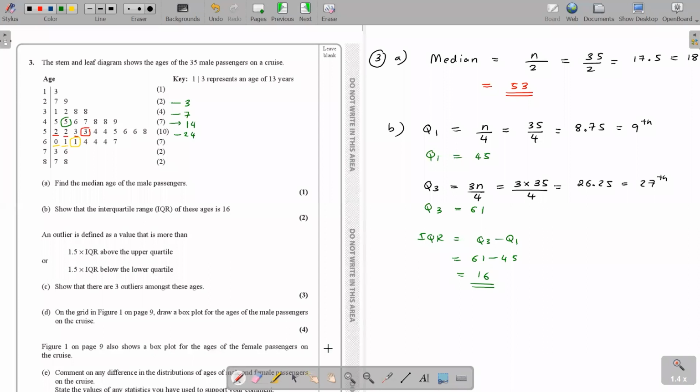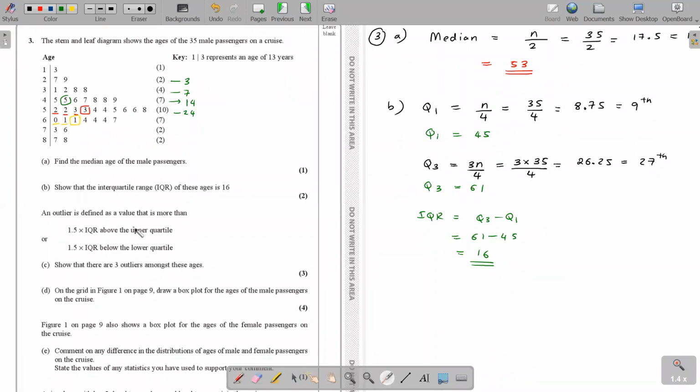Okay, do you understand? The next part: an outlier is defined as a value that is more than 1.5 times IQR above the upper quartile and 1.5 times IQR below the lower quartile. Show that there are 3 outliers amongst these ages. So how do we find the outliers? The upper fence, or the upper boundary, is Q3 plus 1.5 IQR, isn't it? When you read it, do you realize it? These are things that you need to be trained in the book. They say the outlier is a value that is more than 1.5 times IQR above the upper quartile. So above the upper quartile means Q3 plus, above means plus, and we add the 1.5 times IQR.